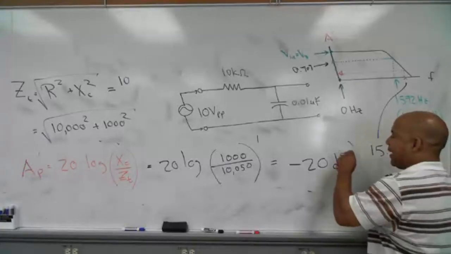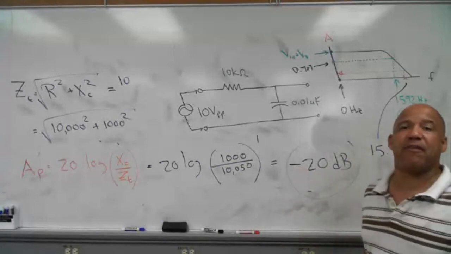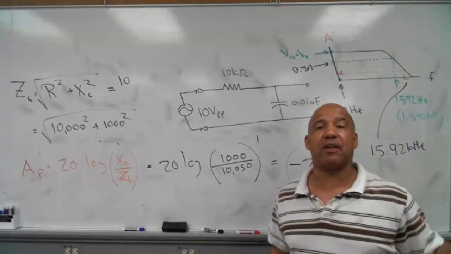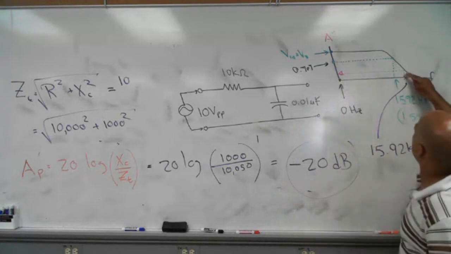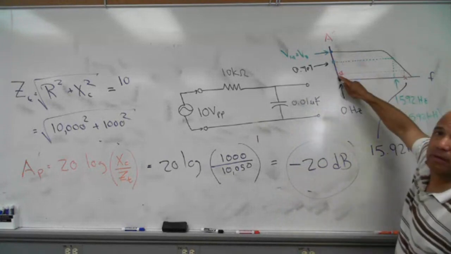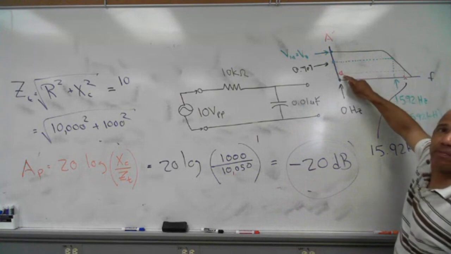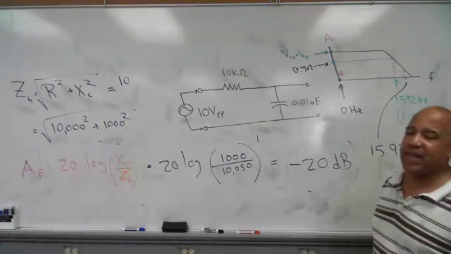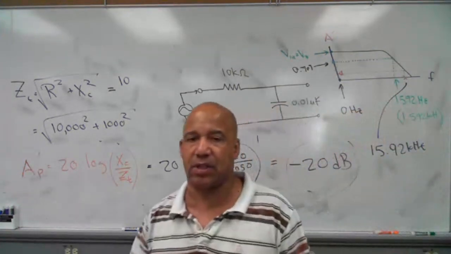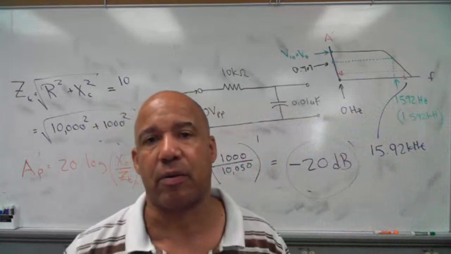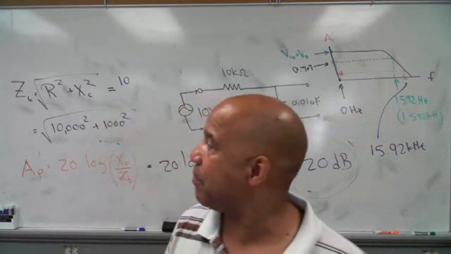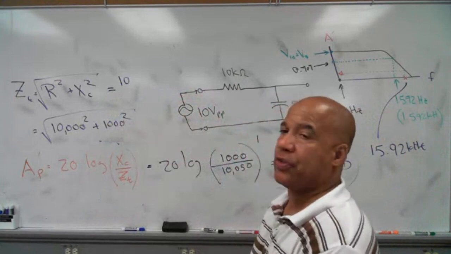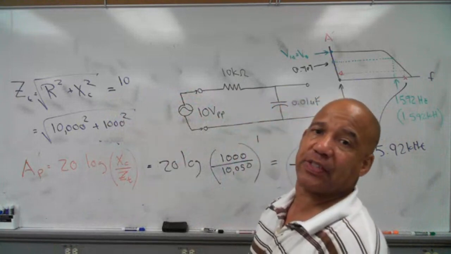Okay, now think about what that means. Remember we said that for every 3 dB, the power is halved? So I don't know what the power was here, but it's halved here. If I go all the way down to here, negative 20 dB, that signal is attenuated so much, it's dead in the water. Dead in the water. So that is a basic filter analysis using a low-pass filter as an example.